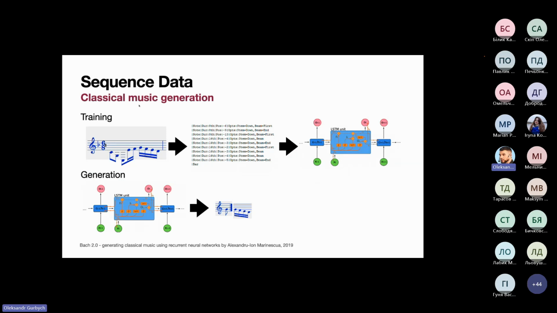RNNs can also generate data, of course. First, they are trained on some music data, and they capture the music model. Then, if switched to a generative mode, they can generate music that sounds like what they have been trained on.